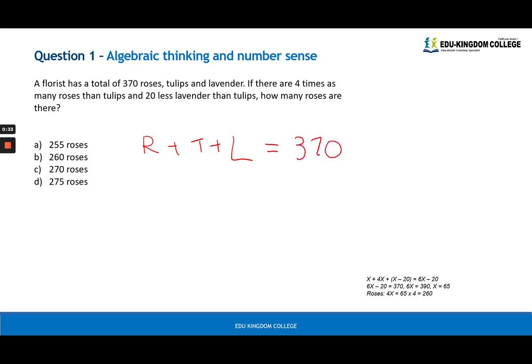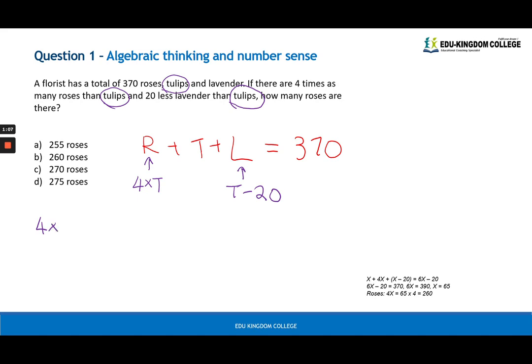Now, if we have 3 different things to figure out like this, we cannot know for sure what each of them is. We can have different combinations of different numbers. So what we actually have to do is replace some of these with the same term. You can see that the tulips are the thing we are comparing to each time. 4 times as many roses as tulips: instead of roses, we're going to write 4 times tulips. 20 less lavenders than tulips: instead of lavenders, we're going to say tulips minus 20.